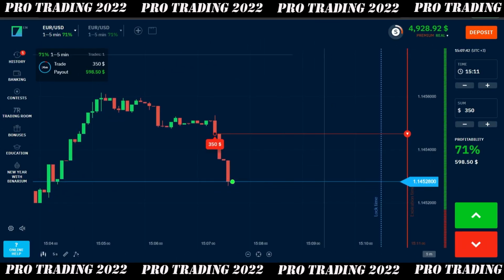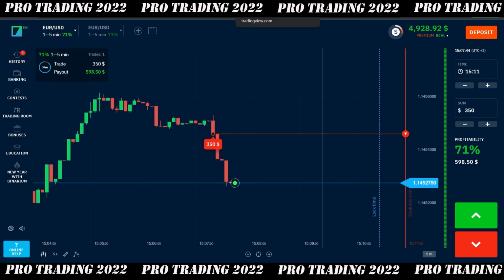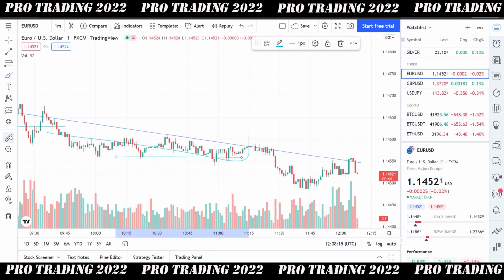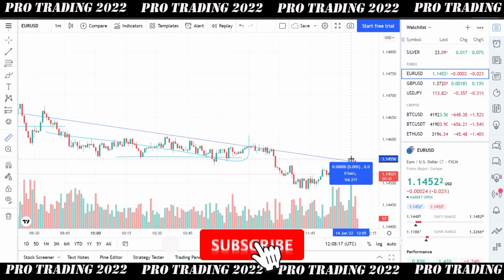Immediately after the opening of the transaction, the price dropped, and this is very good. We can see what we have next. Let's switch to a minute time frame and see how I clearly sorted everything out.